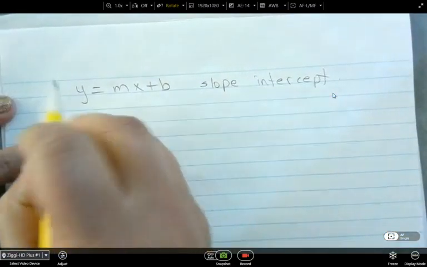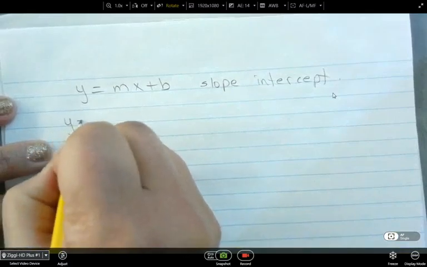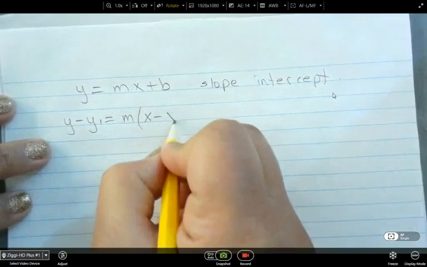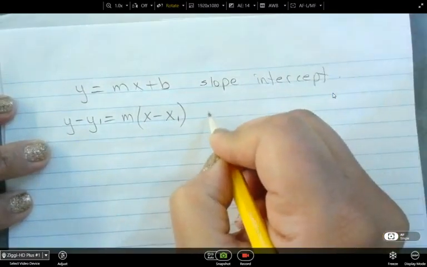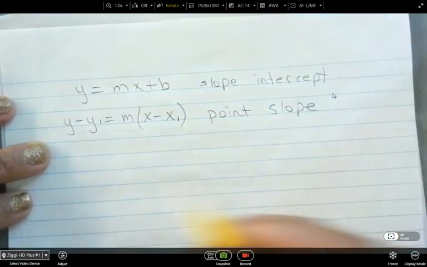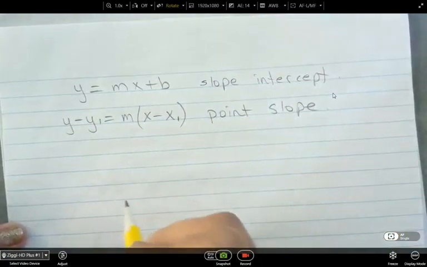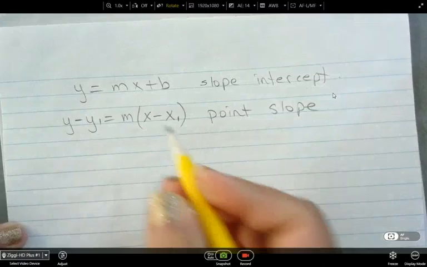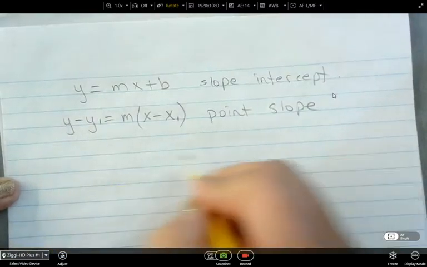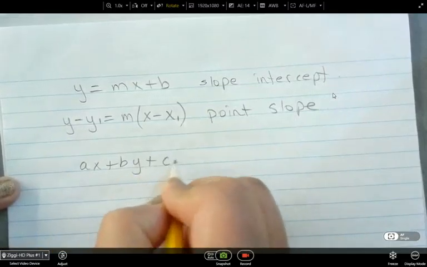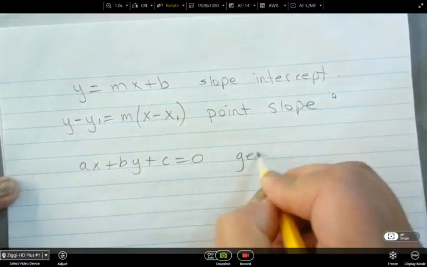And what was the other form that we just did? y minus y1 equals m, and then x minus x1. What was this one called? Okay, and then we also had general form. Have we done much of general form yet? We've seen it maybe once or twice, no? Okay, general form is when you have ax plus by plus c equals 0. This is general form.